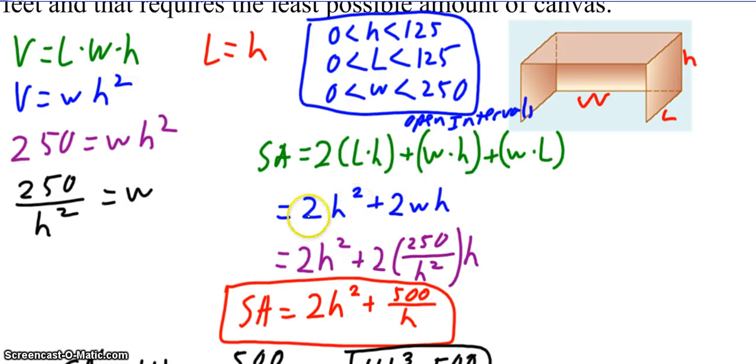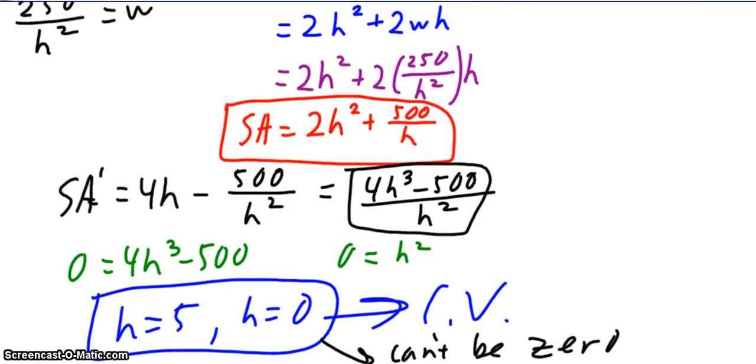So I simplify this a little bit. I substitute in L equals H, so I make this 2H squared plus 2WH, since I have WH, plus W times L, but L is H. Then I substitute in for W, because I'm trying to get everything in terms of one variable, and in this case I'm using H. So I end up with a surface area equation 2H squared plus 500 over H.